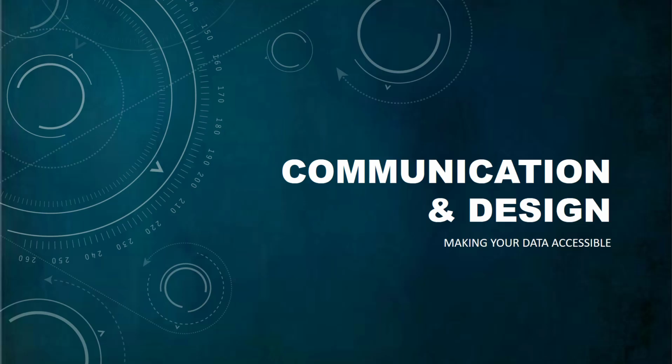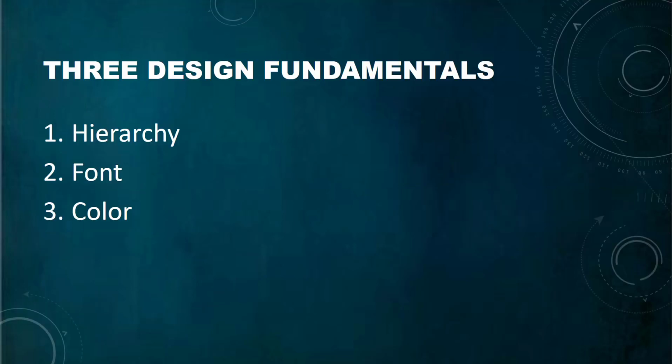All right, so in the second part of our cartography stuff, I want to talk about the ways to make some of the things happen that we talked about in the earlier set of lectures. So we're going to talk specifically about three things here: hierarchy, font, and color.